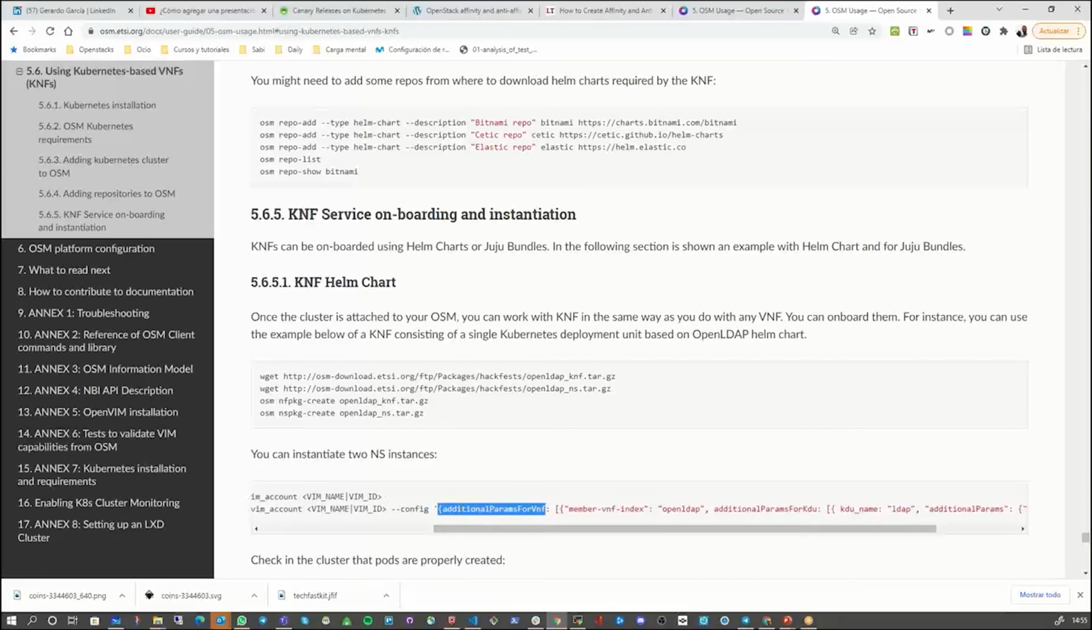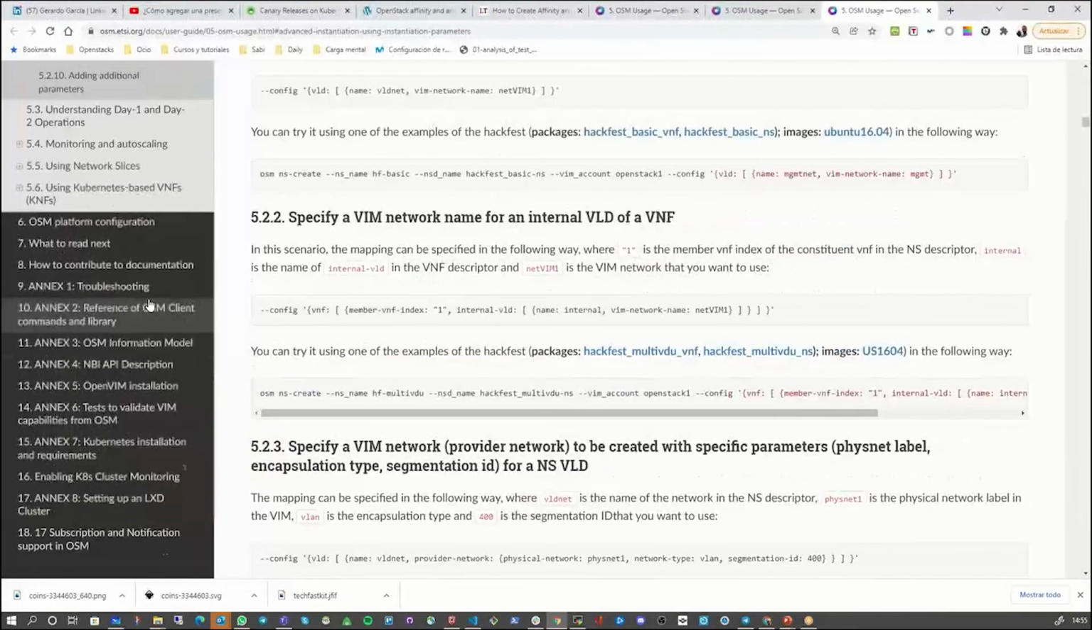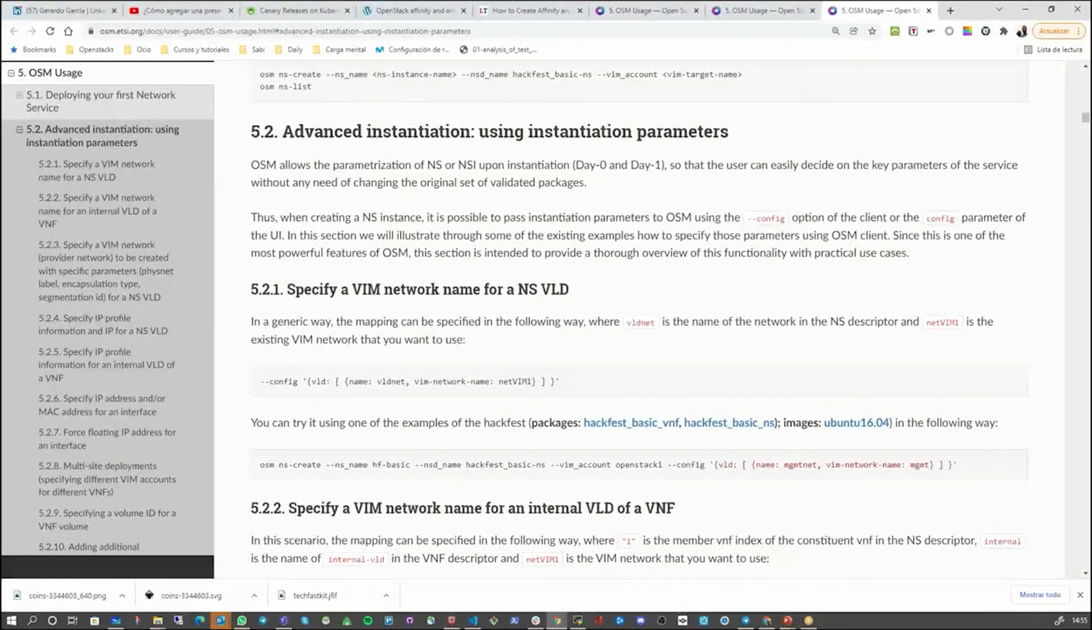You could pass parameters by specifying for each VNF, for each KDU, where the KDU is the object inside the VNF that is prepared for Kubernetes. It could be a Helm chart or a Juju bundle. You could pass for each of them the additional parameters that you want. For instance, if the KDU is based on Helm, you could pass here, as part of this dictionary, the whole set of values that you could pass on a Helm chart. And that's something that is not part of the instantiation parameters section here, that you mentioned in the docs.